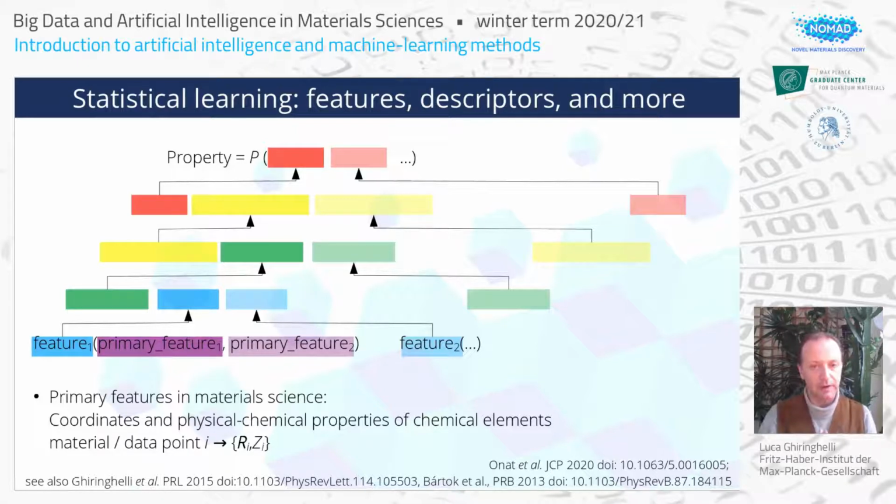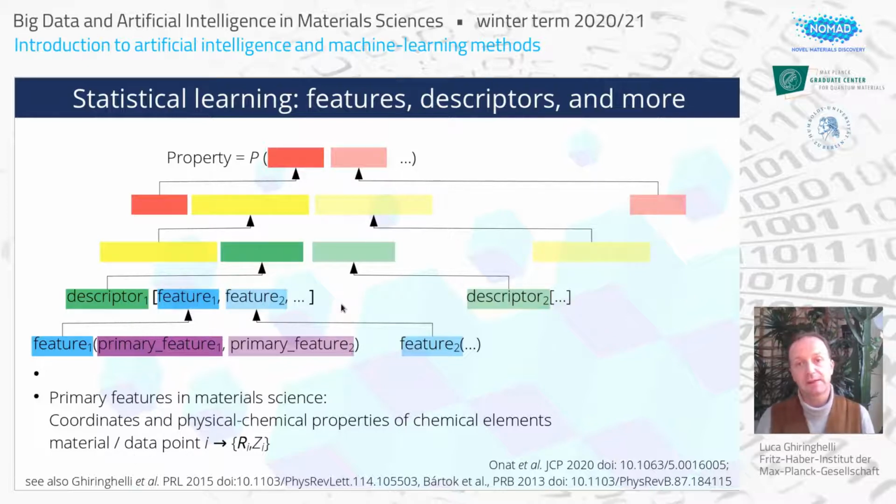So some kind of representation of this input information from each material. Now the features in turn would be the constituents of a vector that is called the descriptor. Now see the difference between the parentheses and the square brackets. The descriptor is just the collection of all these features that are created by manipulating in some mathematical way the primary features.